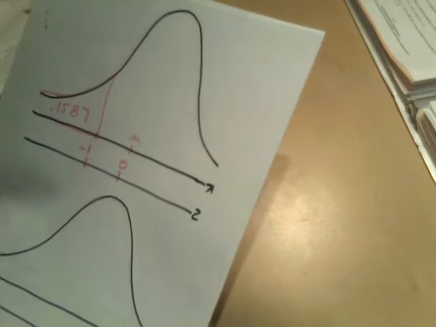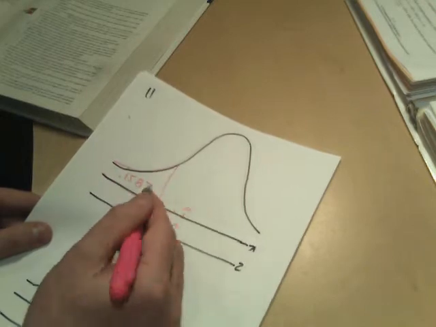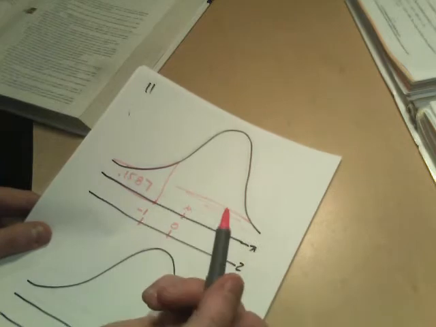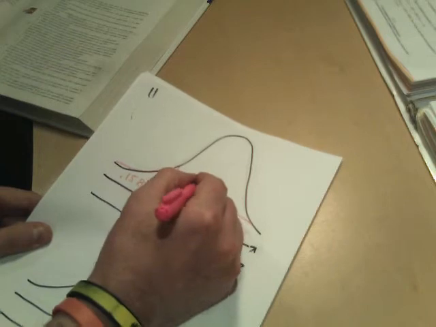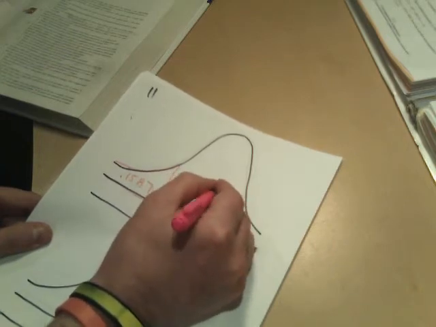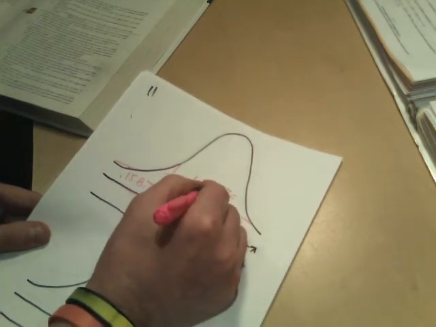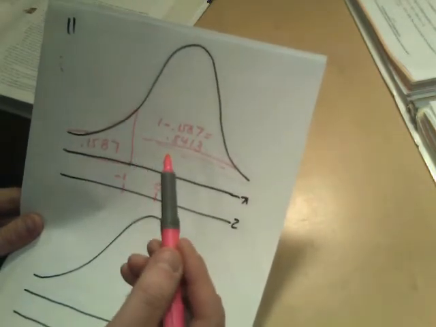11B says, well, what happens when z is greater than -1? So basically it wants to know not this area, but this area over here. I'm going to use the complement rule and say, all right, well that has to be 1 minus 0.1587. So that's going to equal 0.8413.